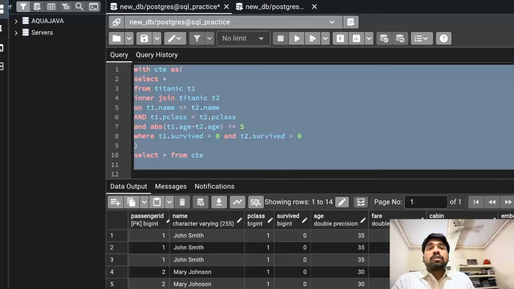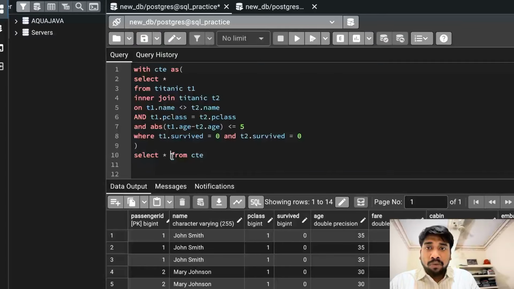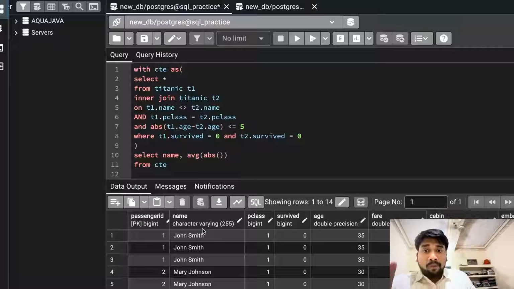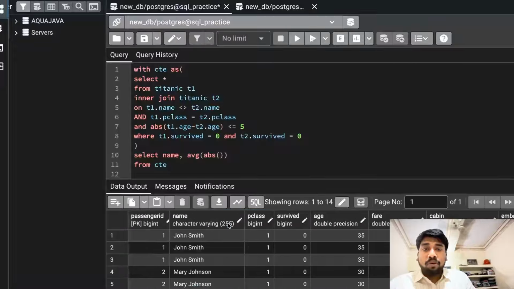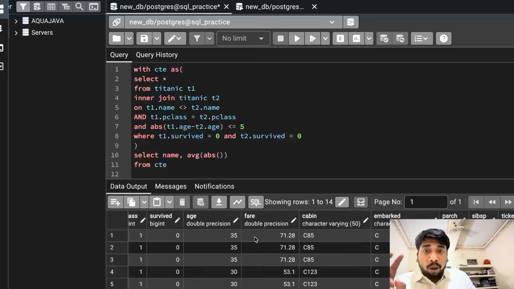Now just one last step is left, that is to calculate the average fare difference. Now we will do select name, average of, again we will use ABS. Now one thing I would like to do here, we will not select all the columns in our CTE. Why? Because we only want this name column, either this name column or this second name column, both are the same. That is nothing to worry about. But the problem here is the fare.